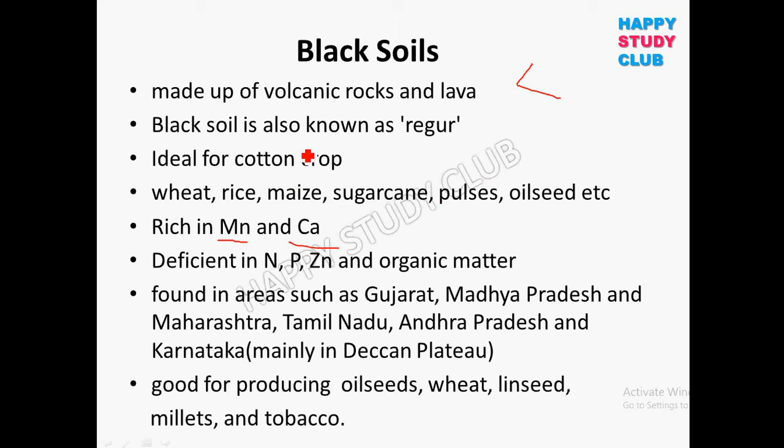It means alluvial soils are one of the most fertile soils found in India, and black soils are less fertile than alluvial soils. Now, they are found in areas such as Gujarat, Maharashtra, Madhya Pradesh, Tamil Nadu, Andhra Pradesh, and Karnataka, mainly in the Deccan Plateau. We have already discussed this. They are good for producing oilseeds, wheat, linseed, millets, and tobacco.